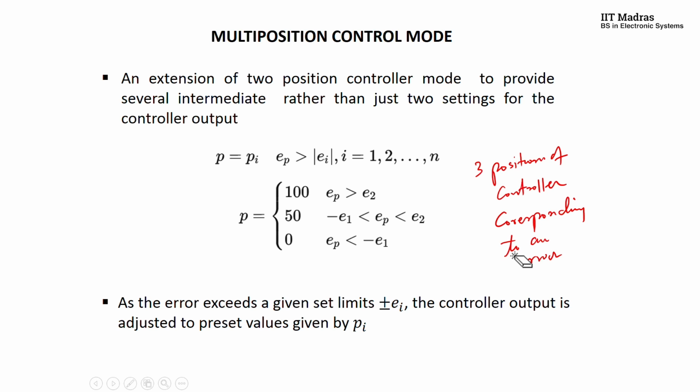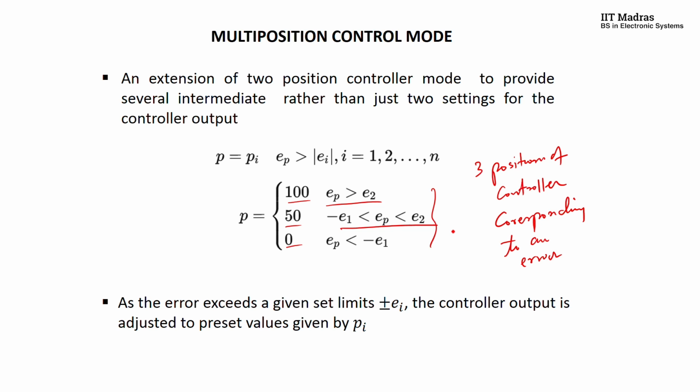So in this case, if the error is greater than the value E2, you have the controller output to be 100%. If the error is in a certain range, minus E1 to E2, of course these are some arbitrary values given here, but in an actual process there could be different values. So we have 50, 0, and 100. Three values are given here for a certain range of errors. So this is a three position control mode.